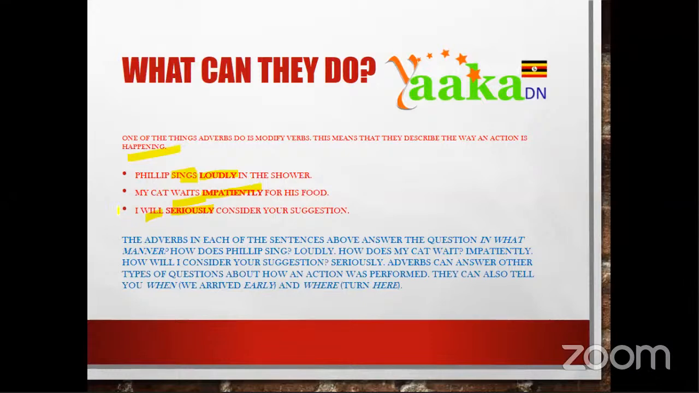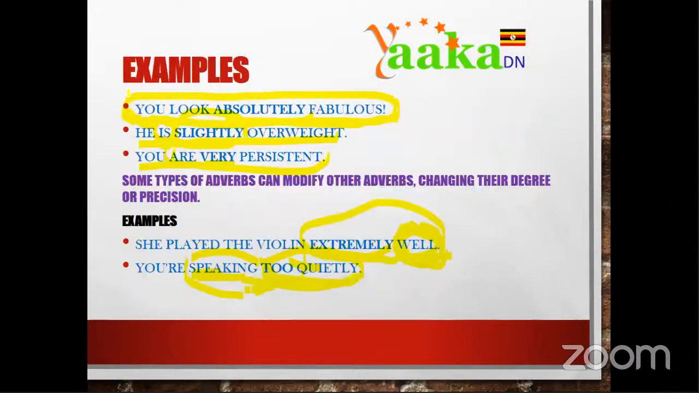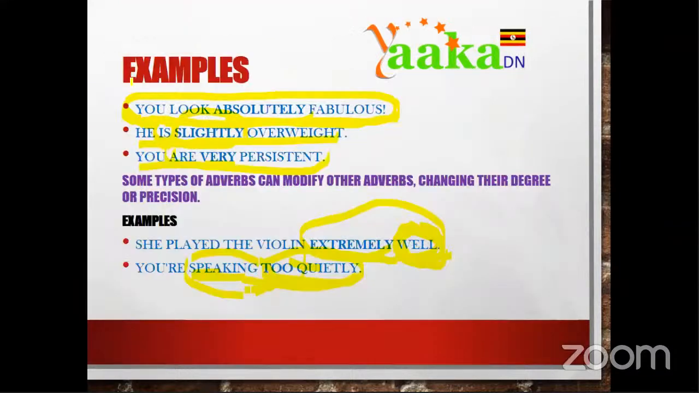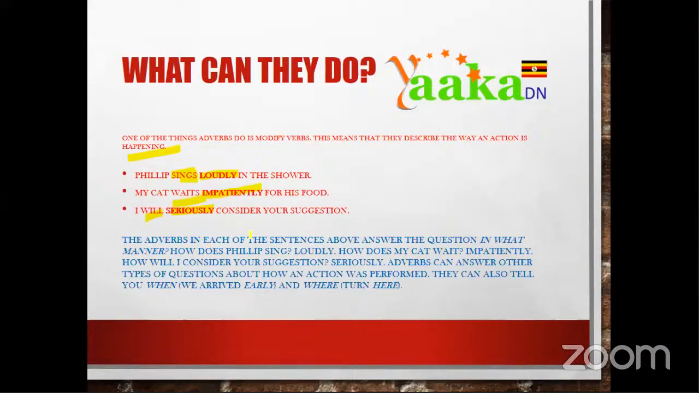Okay. The adverbs in each of the sentences above answer the question in what manner. So as I told you, we have the first type. These adverbs all answer the question in what manner. How does Philip sing? He sings loudly. How does my cat wait? It waits impatiently. How will I consider your suggestion? Seriously.